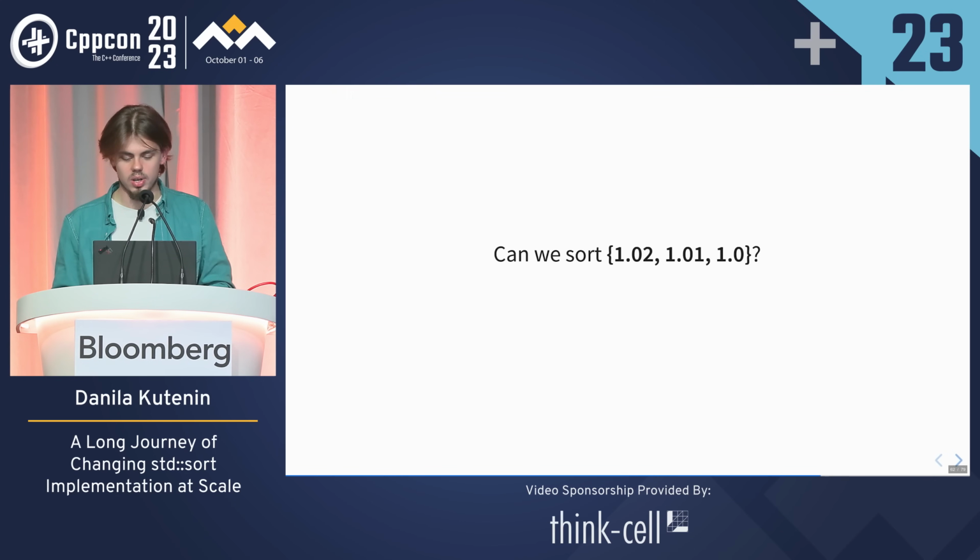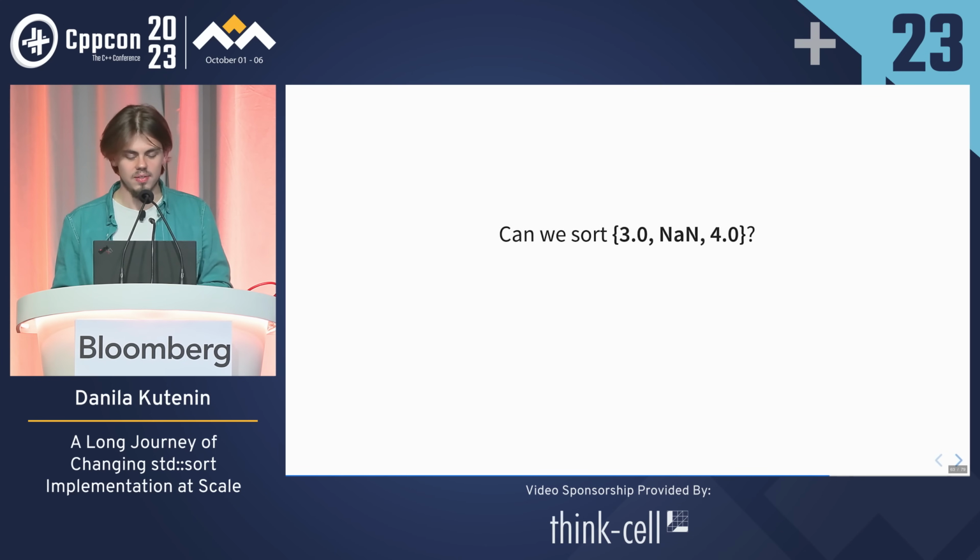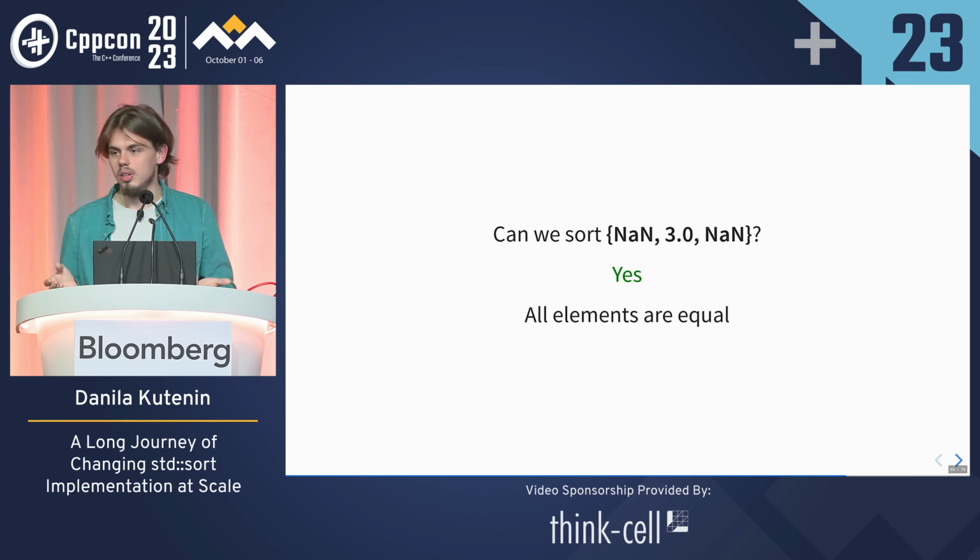Can we sort 1.02, 1.01, 1.0? Probably yes. Yeah, I don't see any problems. All right, can we sort 3.0, none, and 4.0? I explained no. Because none thinks that it's equal to 3.0 and 4.0, and 3.0 is not equal to 4.0. Can we sort none, 3.0, and none? Surprisingly, the answer is yes, because all elements are equal, and there is no 4.0, which is equal to 3.0.